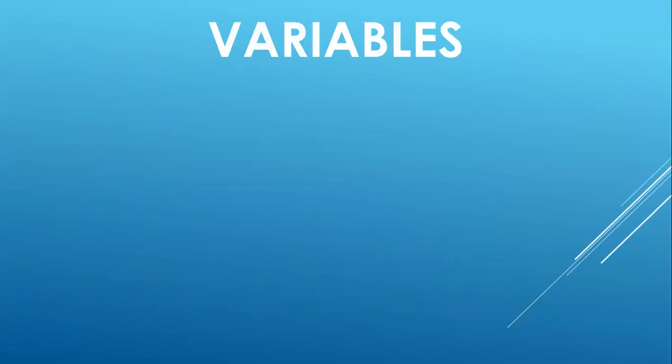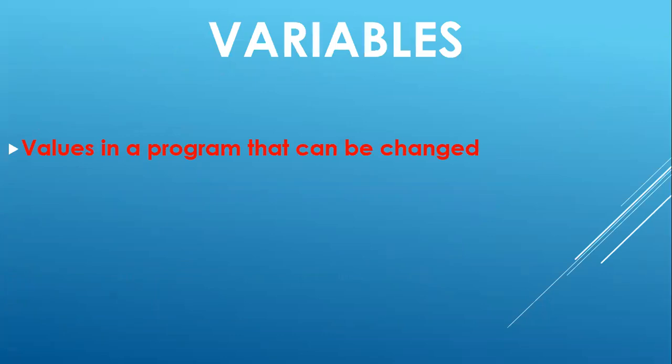So basically, what are variables? Values in a program that can be changed. Variables are the terms used for the values included in our program, and during program execution, meaning during the running of the program, these values get changed. That's why these values are called variables. Variable means change in value is possible and it is mandatory.